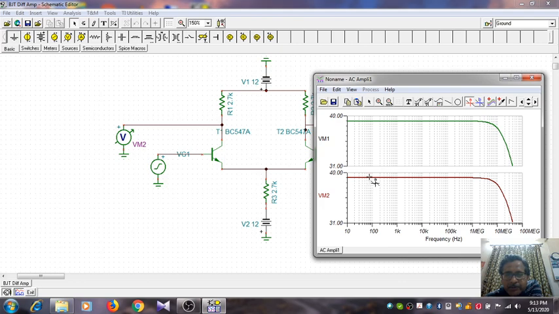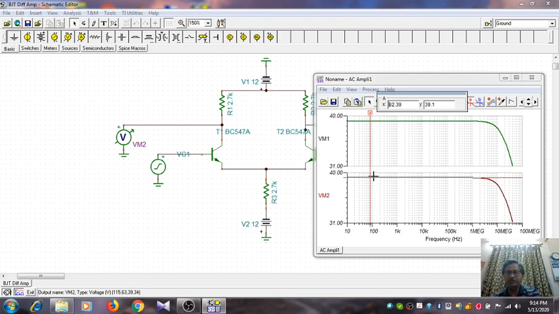Okay, here VM2, the value is again below 40. The actual value, let us see, yeah, 39.1 or something. And here as before, VM2 means it is at the output of the collector of this T1, the left sided transistor T1.